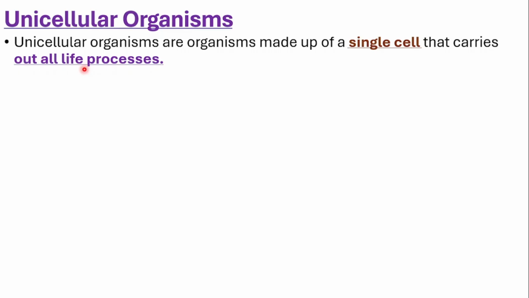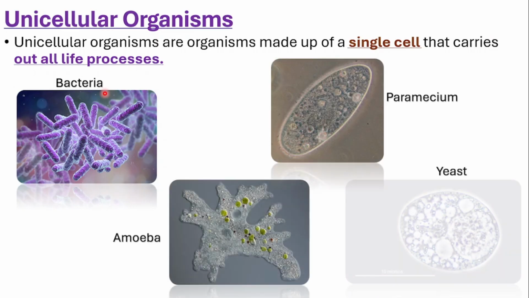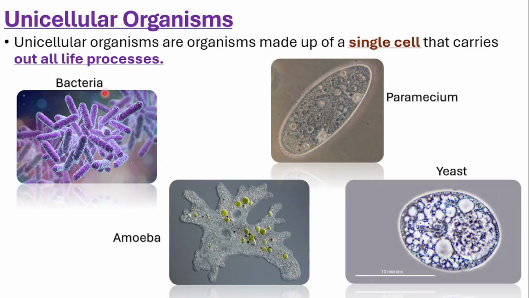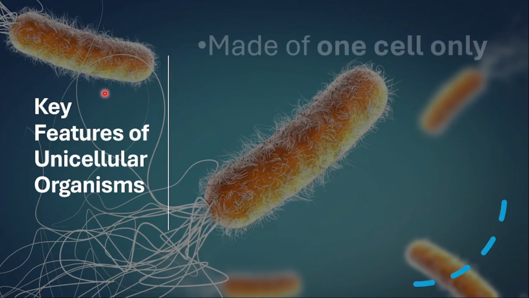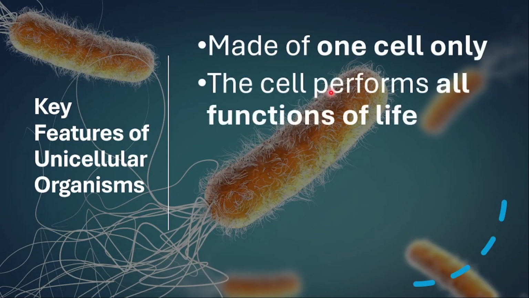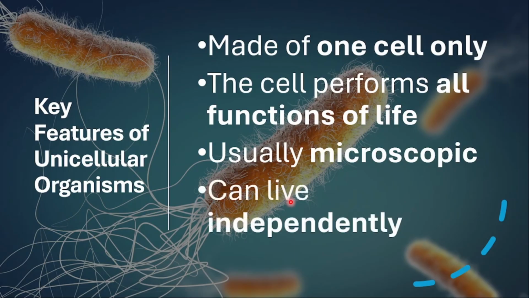But what are some examples of unicellular organisms? Well, we have bacteria, amoeba, paramecium, and yeast. These are all examples of unicellular organisms. But what are some key features of unicellular organisms? Well, unicellular organisms are made up of one cell, so they are made up of a single cell only. The cell performs all functions of life. Unicellular organisms are usually microscopic, and they can live independently. That means that they can live on their own.